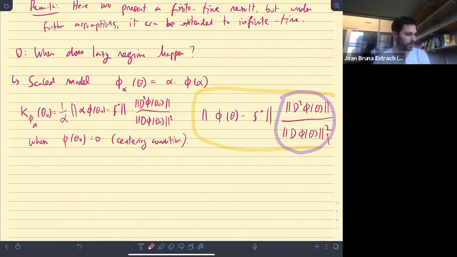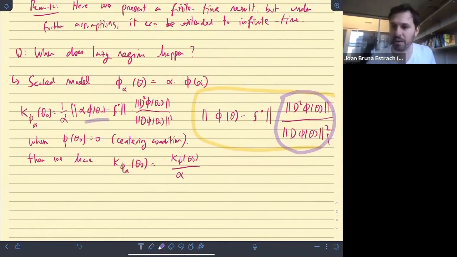Okay, so when the initial function is zero, what you see is that the relative scale at theta zero is just the original relative scale divided by alpha. Because the first term here does not depend on alpha. This is just the norm of the original; the initial error is just the norm of the target. So in particular, you see that this goes to zero as alpha goes to infinity.